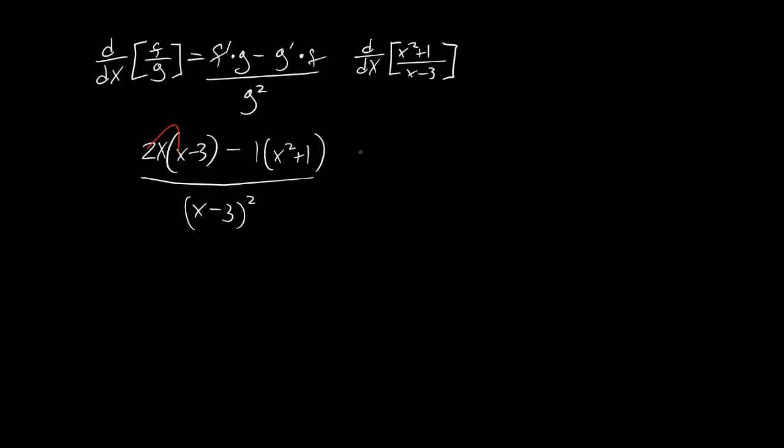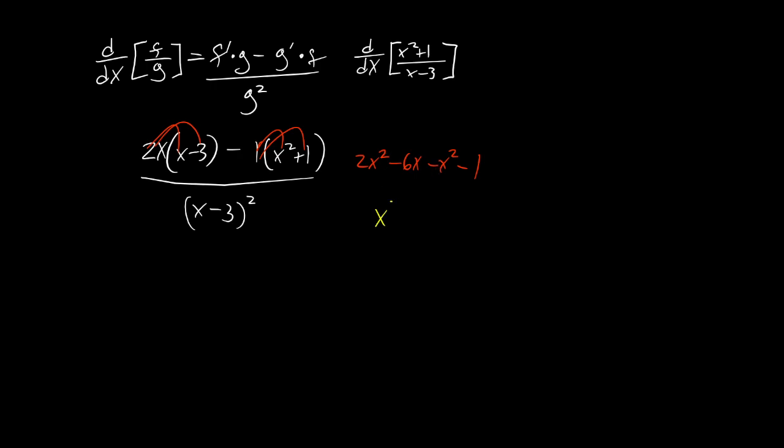Now, let's simplify the top. So 2x multiplied by x is 2x to the power of 2. 2x multiplied by negative 3 is negative 6x. And negative 1 multiplied by x squared is negative x squared. And then negative 1 multiplied by 1 is negative 1. And then let's combine like terms. So right here we see 2x to the power of 2, and we also see x to the power of 2. If you subtract them, it's going to be x squared, because imagine an imaginary 1 right here. 2 minus 1 is equal to 1.